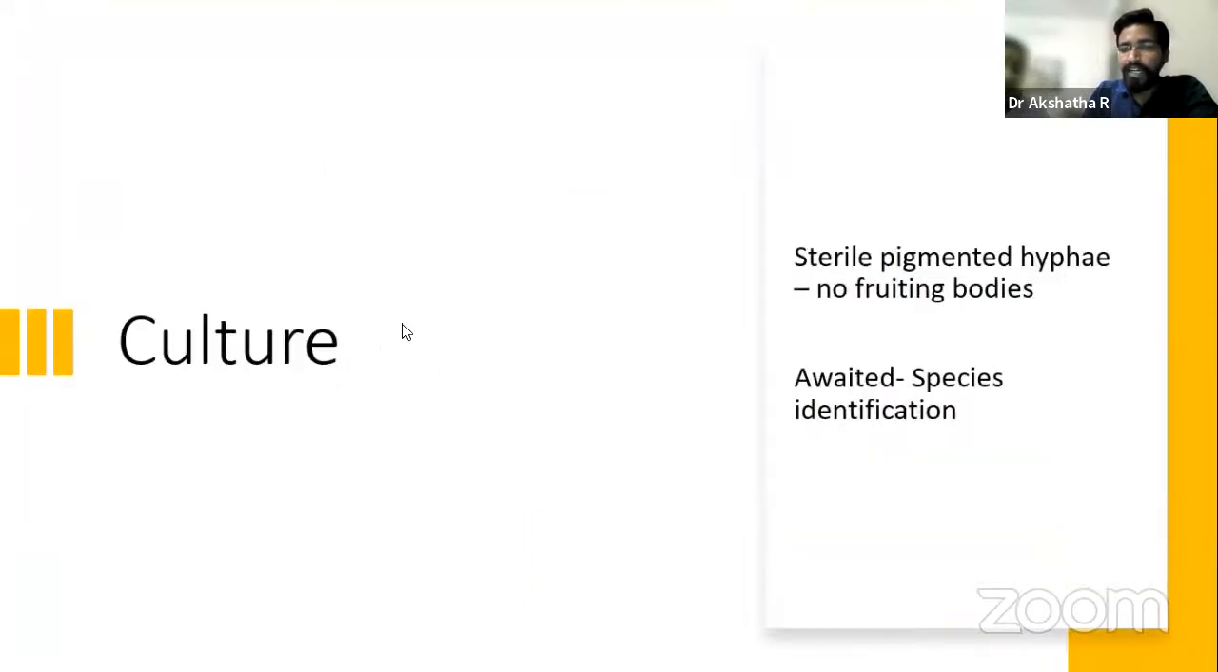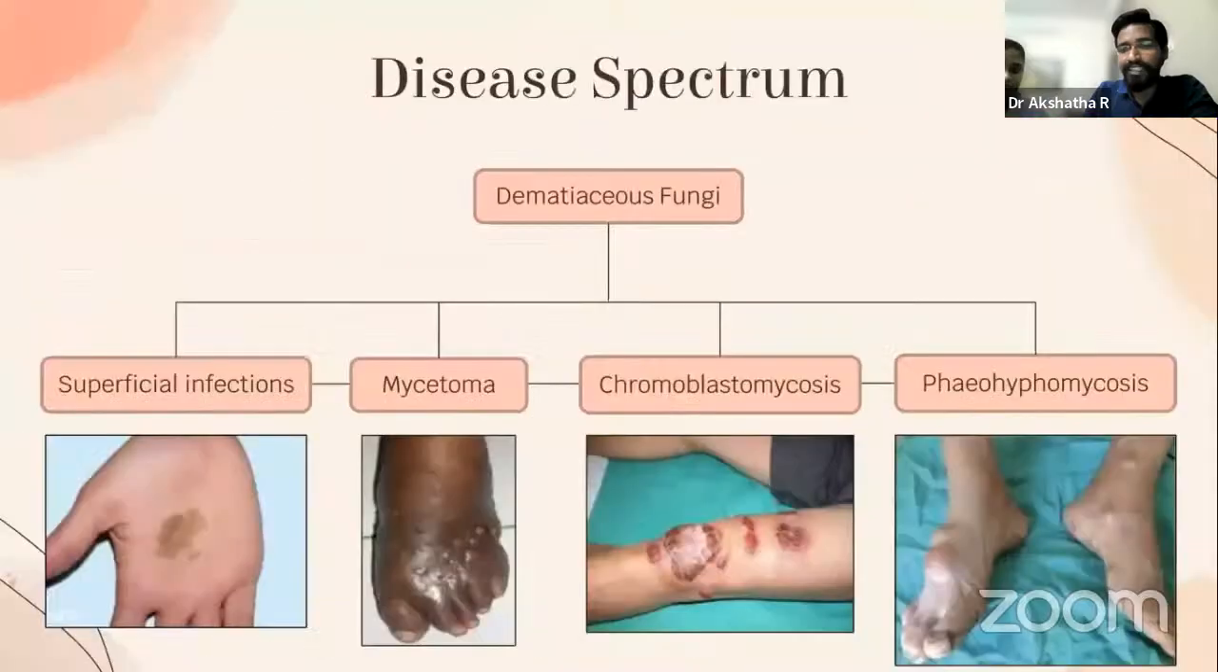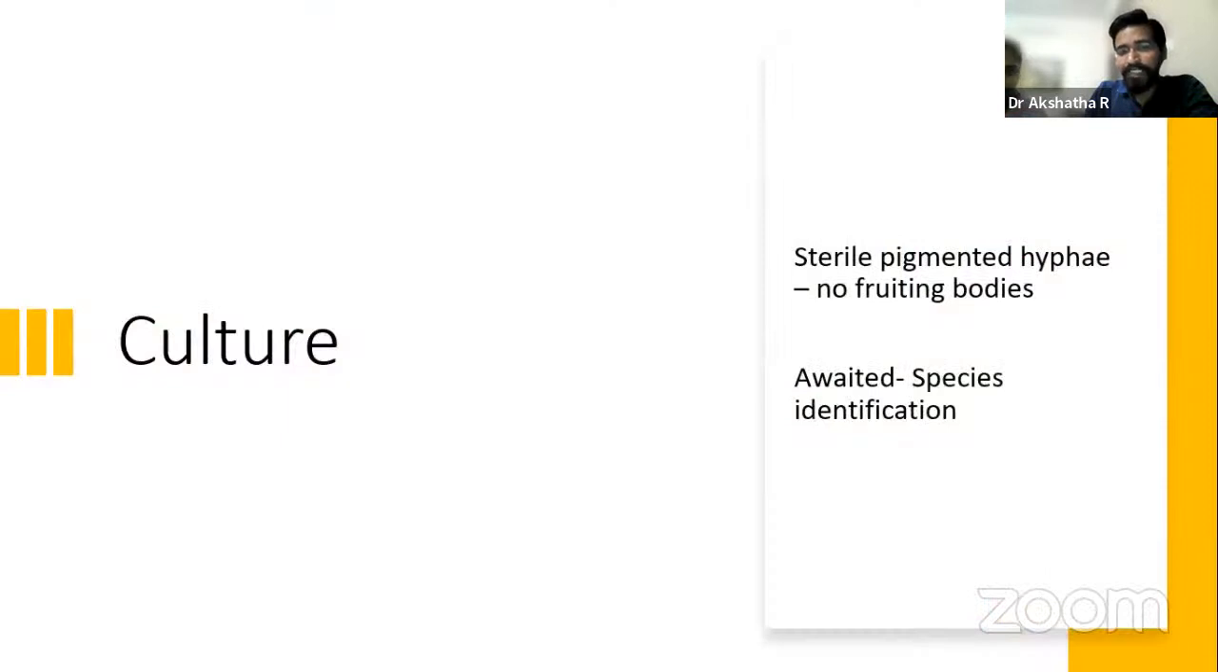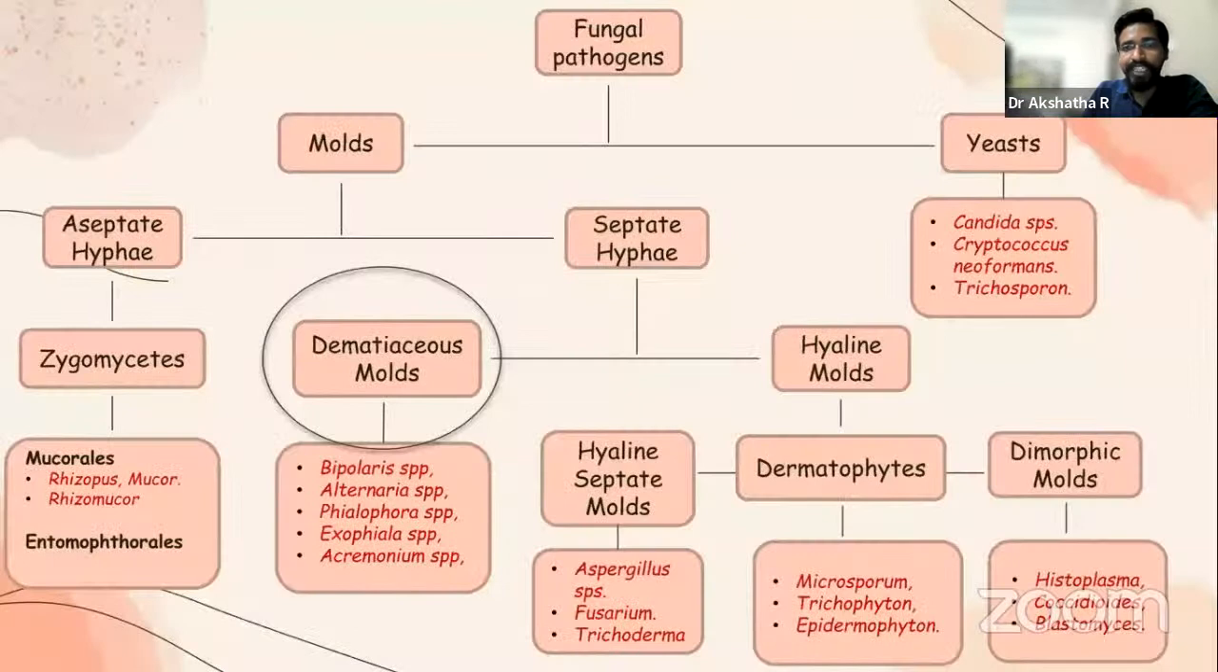At the same time, culture shows sterile pigmented hyphae with no fruiting bodies, but the organism is not clear, and no clear-cut growth was obtained. Then we went for PCR, and we sent the sample to AIIMS Bhubaneswar. We are waiting for the report. It will probably come next week, as he told us.